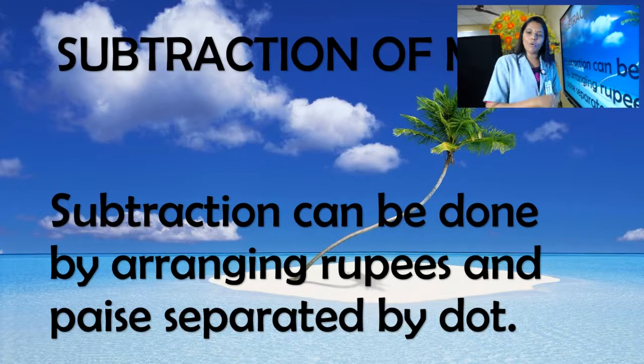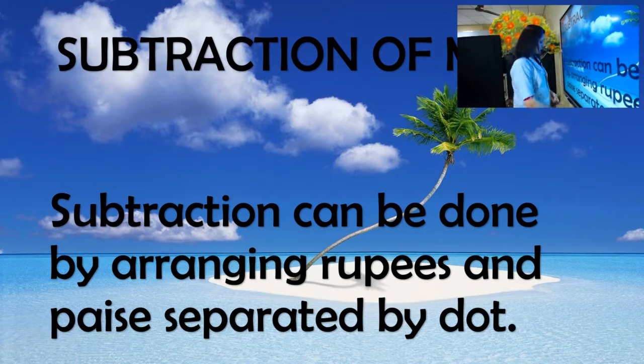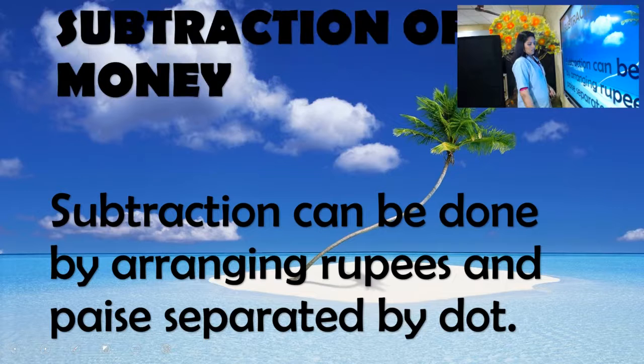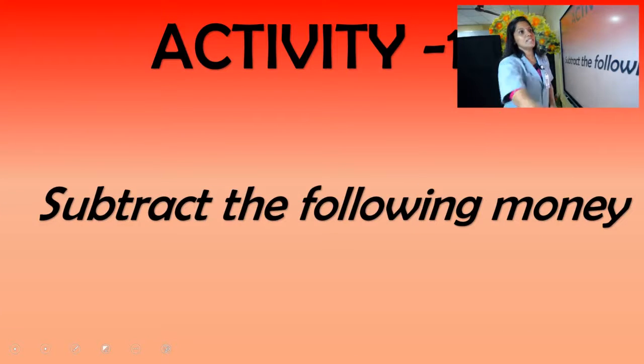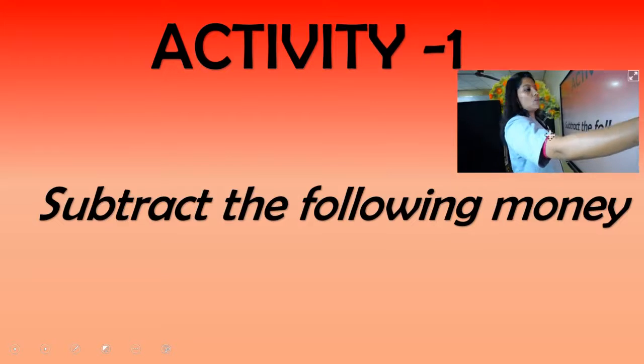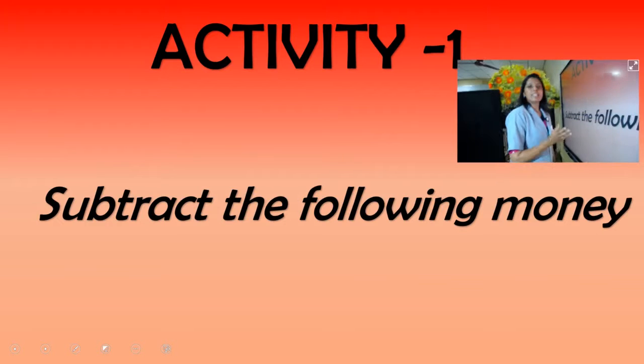But subtraction is similar. You know how to subtract. So subtraction is done in the same way. But it is very important that you arrange rupees and paise in correct order so that you can get the answer. Now, what's the first activity? Activity 1 is subtraction of money.